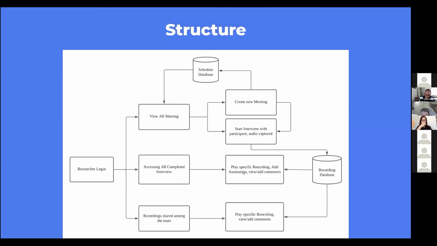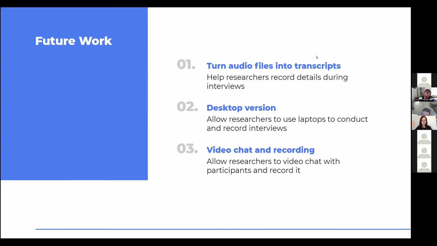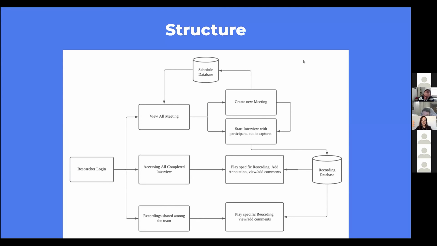Okay, so there are really three main interfaces: the scheduled meetings, all interviews, and recordings shared among the team. In the scheduled meeting interface, the panel will extract all the scheduled meetings made by the researcher, and will also be able to create new meetings and update the database. So the researcher can either start the interview from the creating appointment interface or from the scheduled meeting interface. And if there's no recording associated with the meeting, then obviously they will go from the scheduled meeting interface.